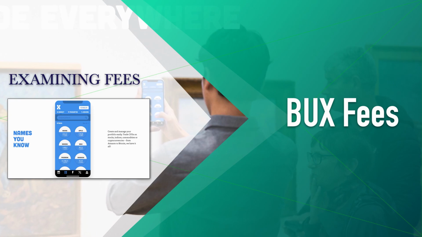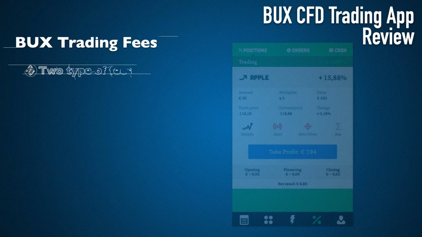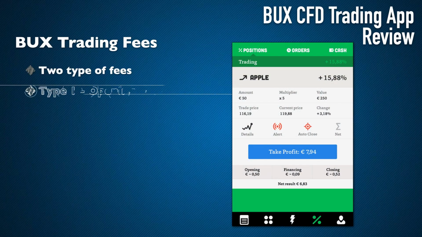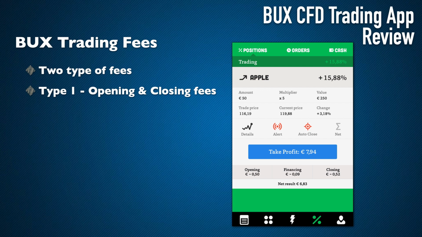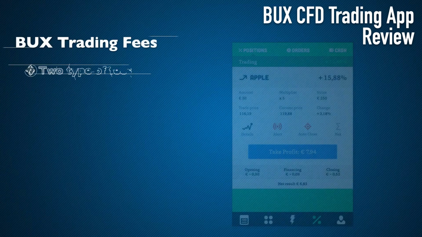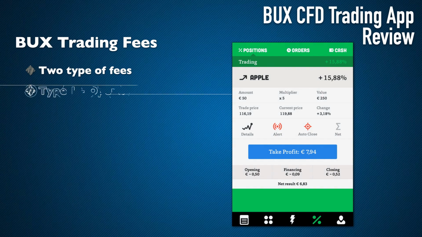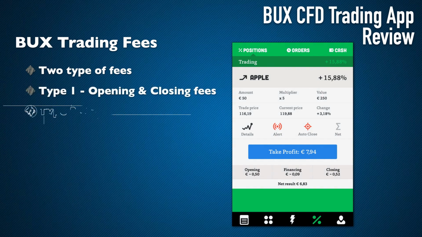Examining the BUX CFD trading fees. When trading CFDs on the BUX app, there are two types of fees. The first is the initial fee for opening the position, which is also applied when you close the position. And the second is the financing fee for each day that you use a leverage on the order. So if you place a 1000 euro Apple order with a 4-time leverage, the order will be 4,000 euros. And thus you will pay 6.40 for opening and 6.40 for closing the position.